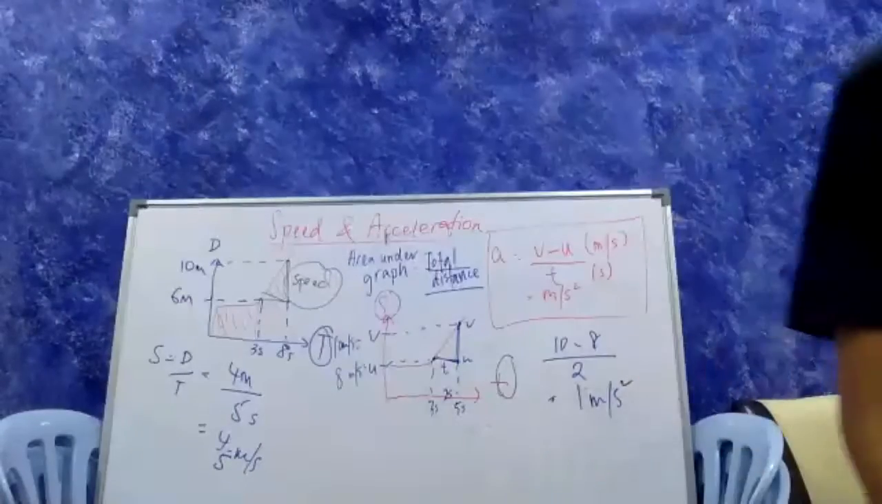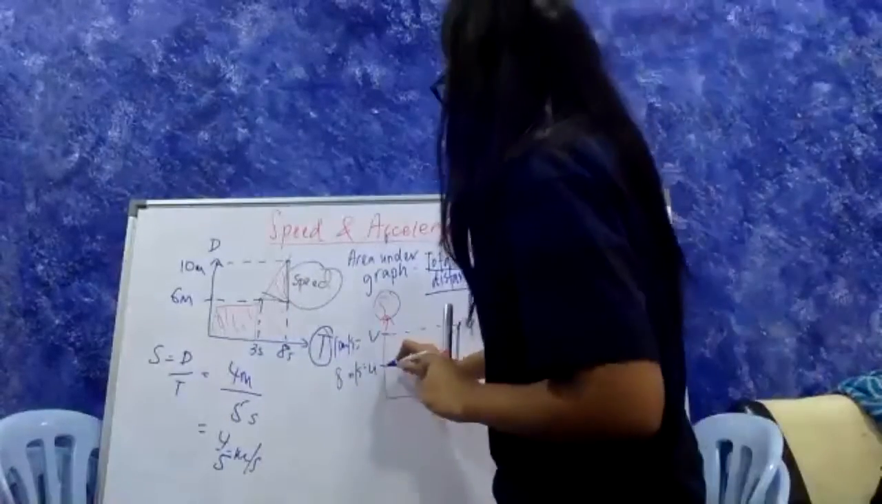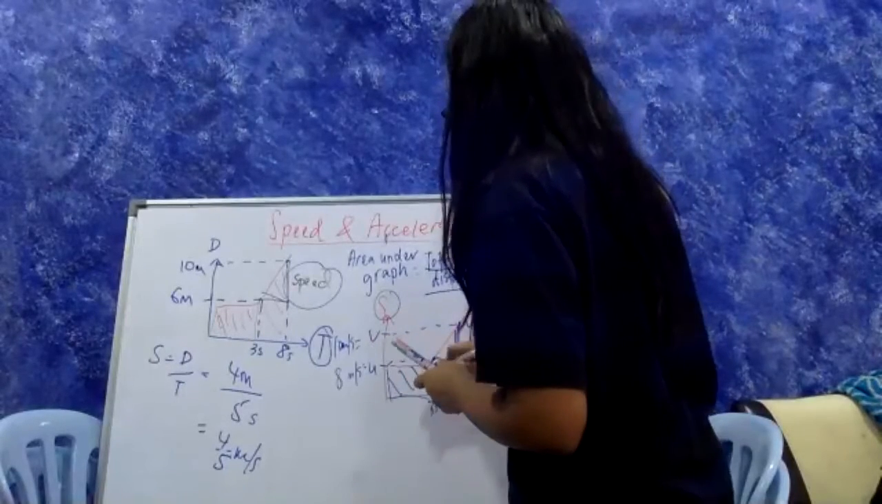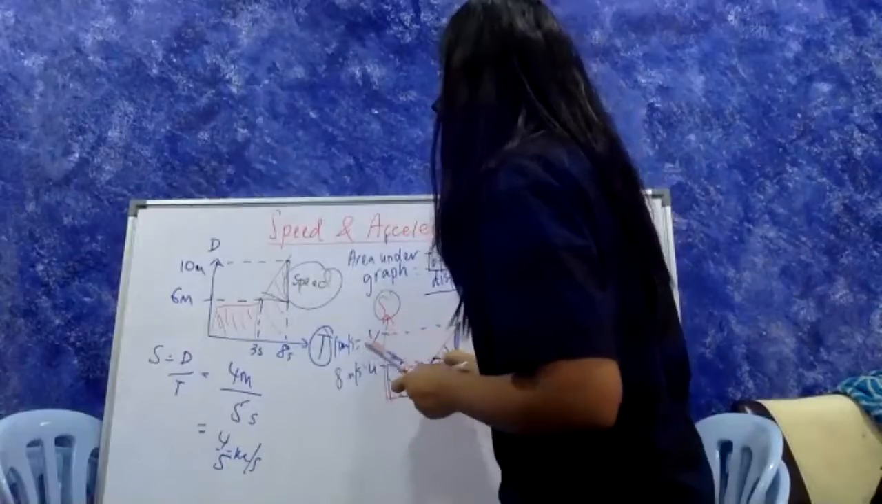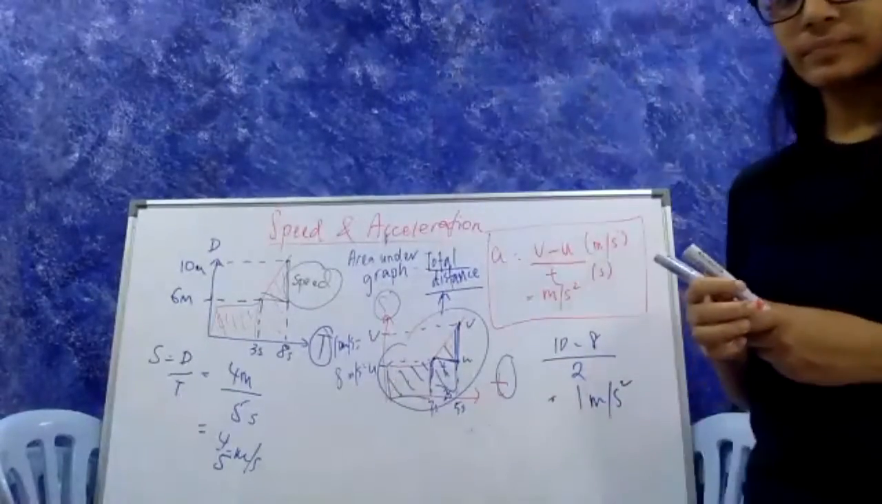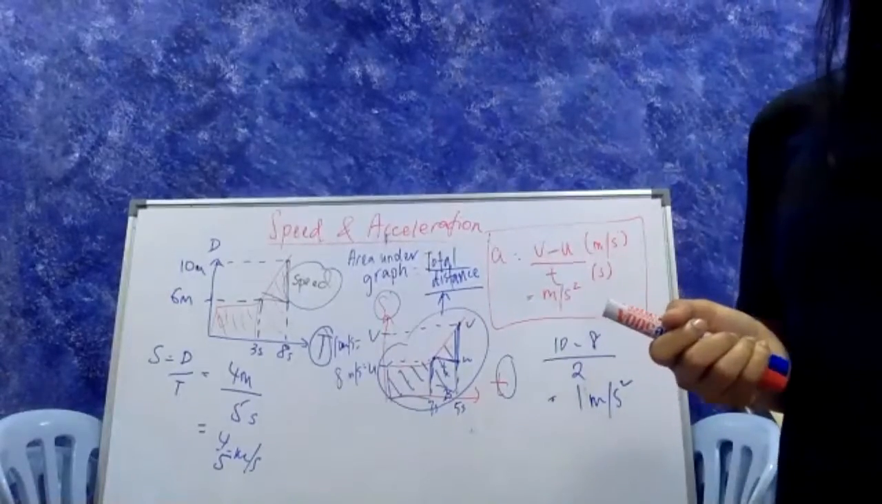Okay? Understand? It's the same thing for speed and time graphs. When you calculate the area under the graph, you divide it into shapes. When you find the area under the graph, we are looking at the total distance covered. Understand? Okay.